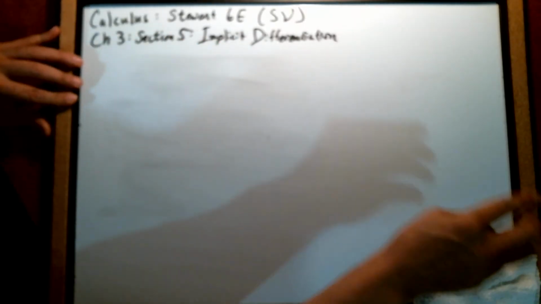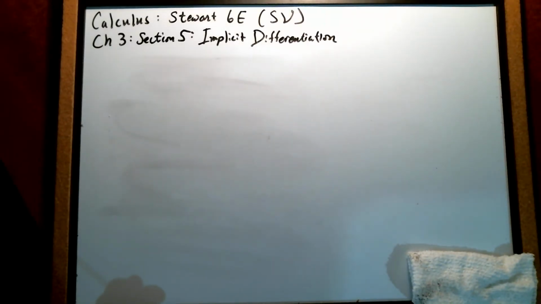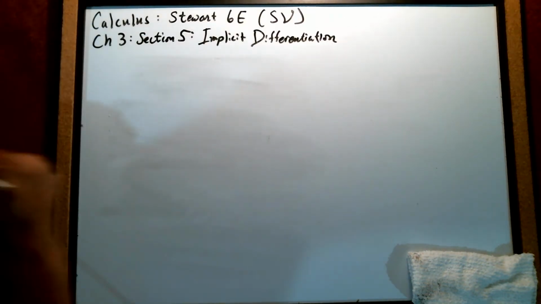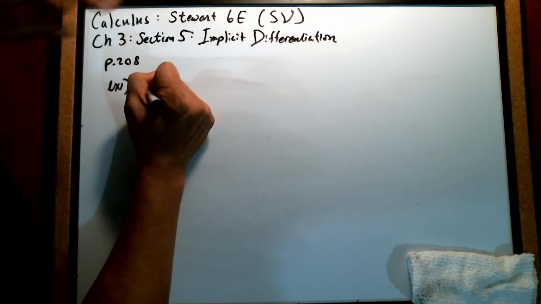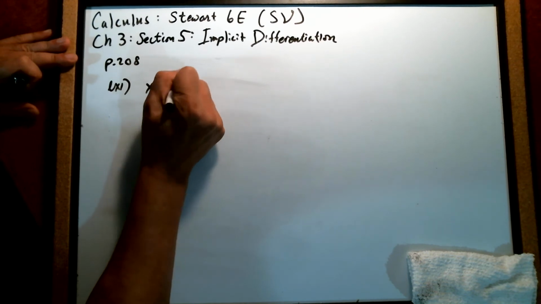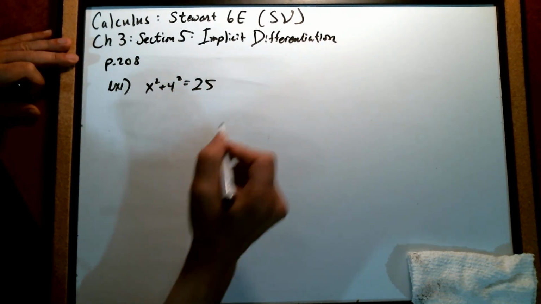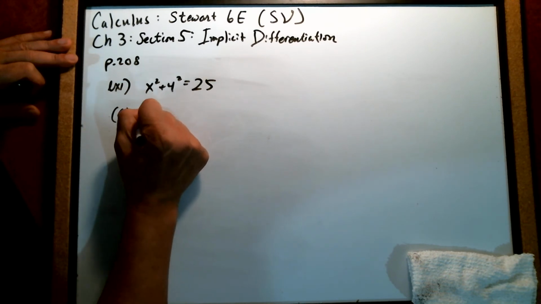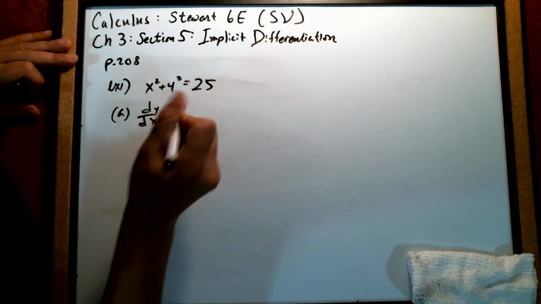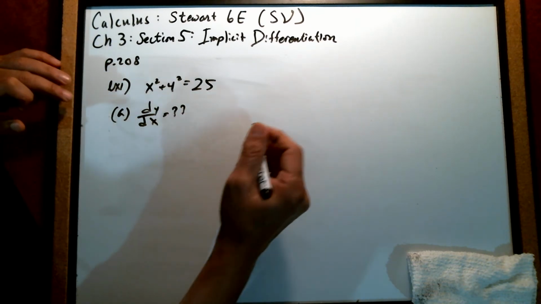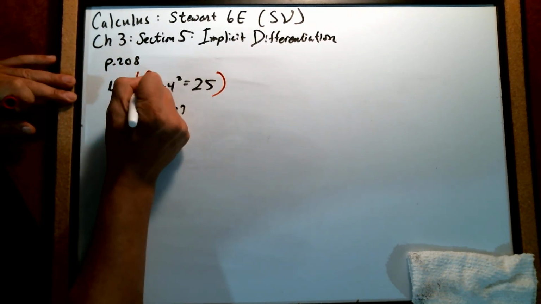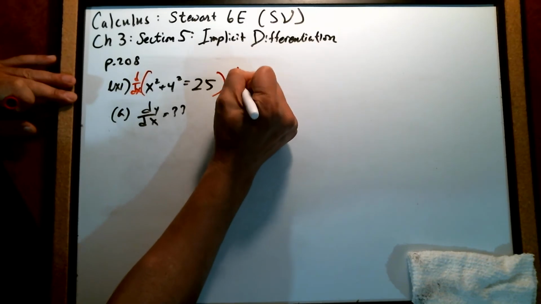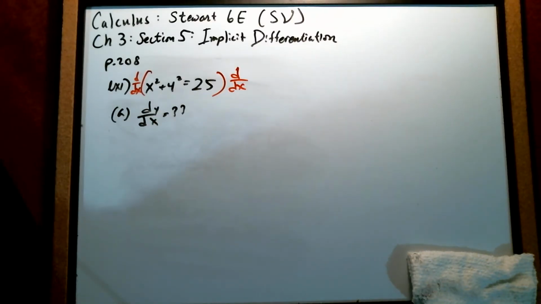Example number 1, I believe example number 1 is on page 208. Page 208, example number 1. The equation is x squared plus y squared is equal to 25. And part A says you're trying to find dy dx. Okay, so how do we do that? Well, we start with the equation first, and I'm going to use red pen here. I'm going to take the derivative with respect to x on the left side, the derivative with respect to x on the right side. So what do you end up with?